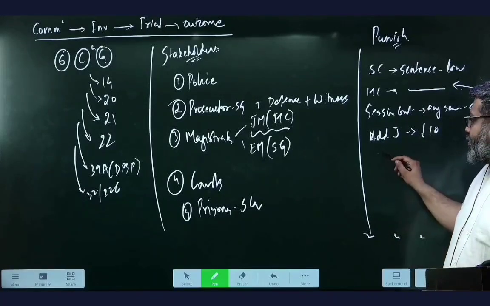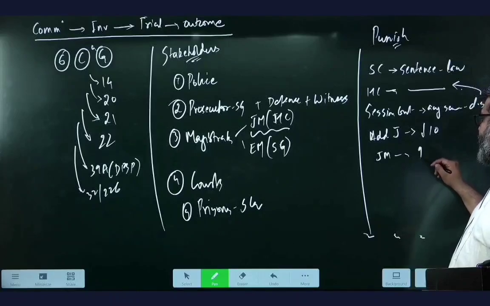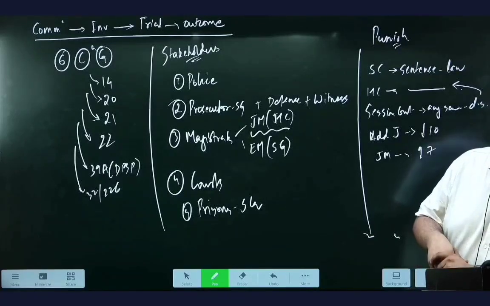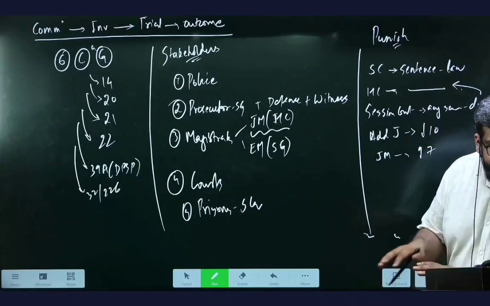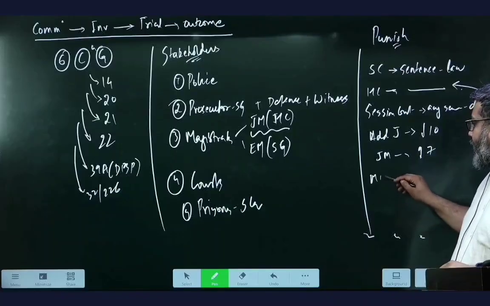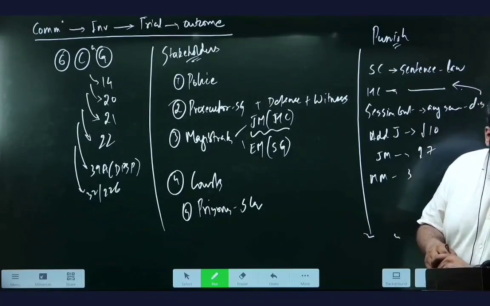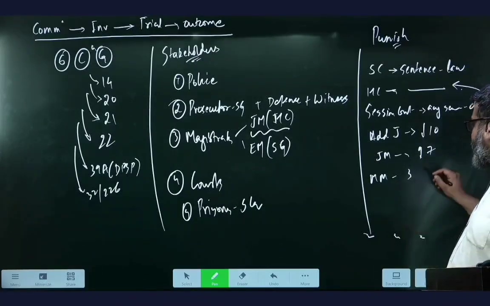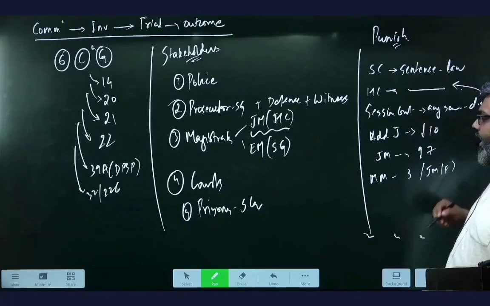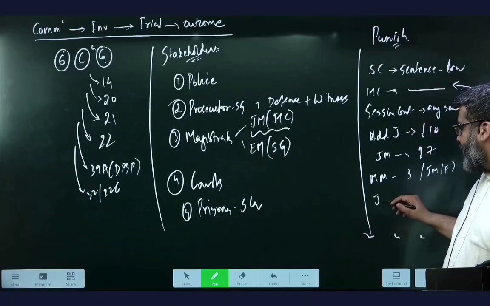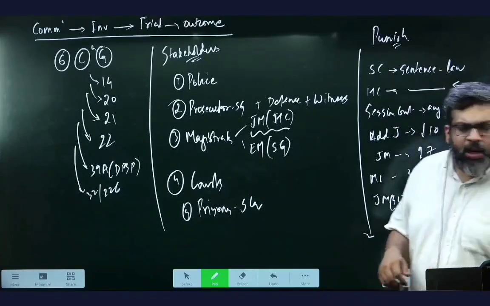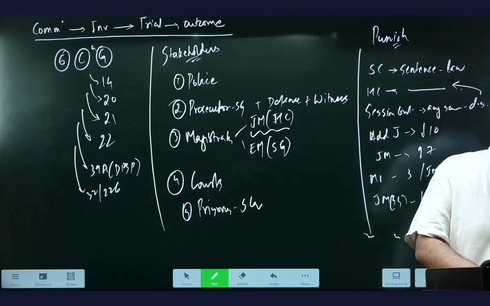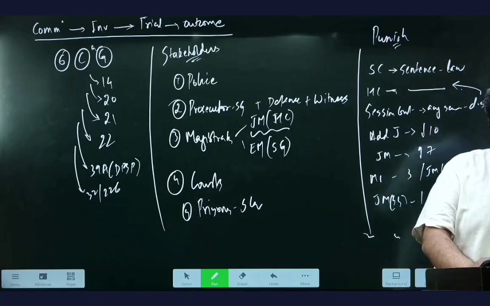Then you have judicial magistrates who can give you punishments up to about 7 years. Then you have the chief metropolitan magistrate who can also give you about 7 years. And then you have metropolitan magistrates who can give you about 3 years. And then you have the judicial magistrate first class who can also give you 3 years. And then you have the judicial magistrate of second class who can give you a punishment of about 1 year. Obviously, the fines would also reduce over a period of time. But this is largely how it works.